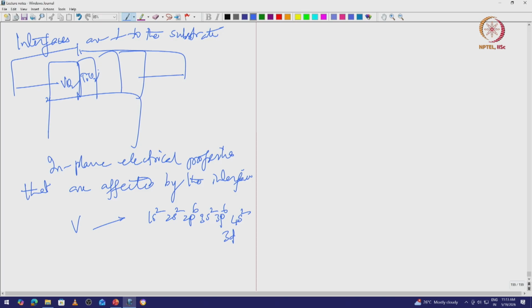Let me just think, 3d3, right. So, that is vanadium. Titanium is 1s2, 2s2, 2p6, 3s2, 3p6, 4s2, 3d2. Okay. But if I have titanium 4+, I have 3d0, 4s0. If I have vanadium 4+, I have 3d1 and 4s0.